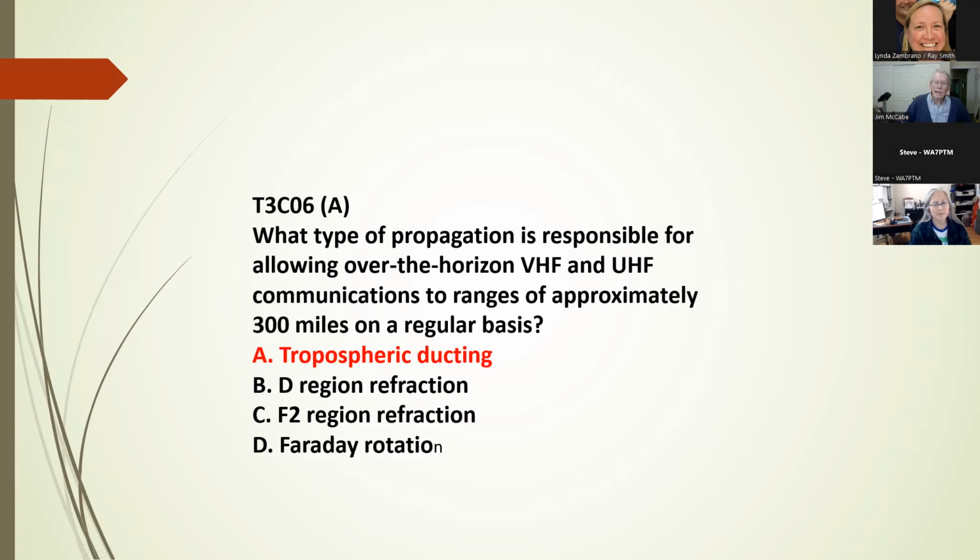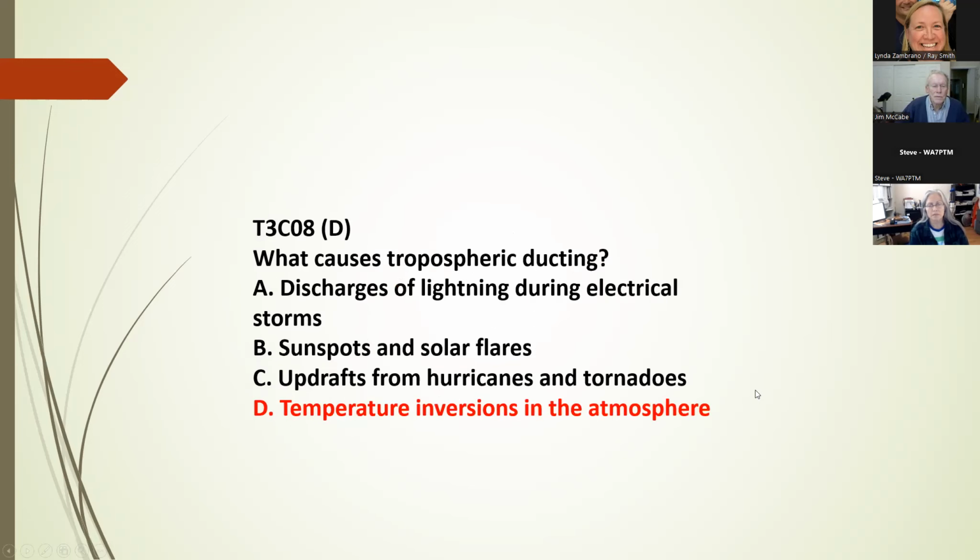What type of propagation is responsible for allowing over the horizon UHF, VHF communications in ranges of approximately 600 miles on a regular basis? Okay, well, this is the one where Steve said he was more successful even further than 300 miles. But you remember the temperature variations, and it created the duct in the atmosphere, tropospheric ducting, and that's the answer here. So it's the UHF, VHF, 300 miles, tropospheric ducting.